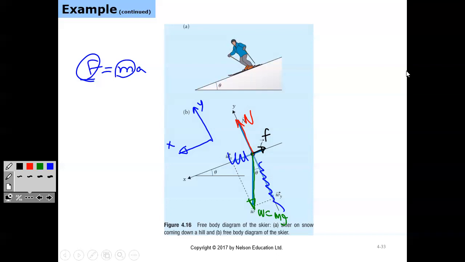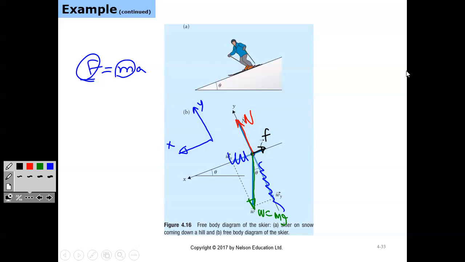Now, then I choose my x and y direction. Now, look at the N. N is entirely in the y-axis. Good, we are happy. Then it's easy for me to apply the equation. F is entirely in the x-axis. We are happy again. But this guy, the gravitational force, has components in both x and y.